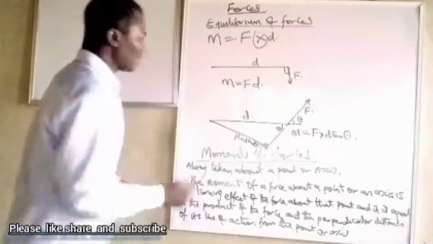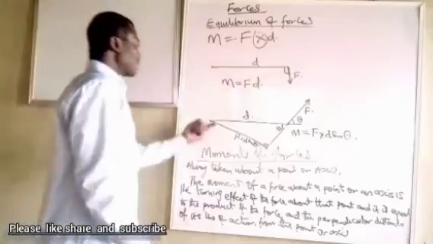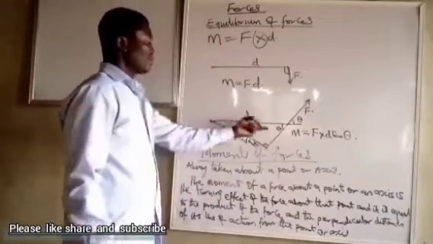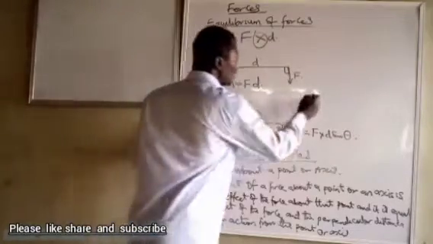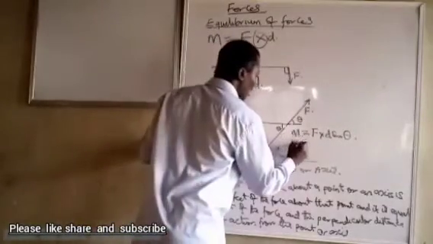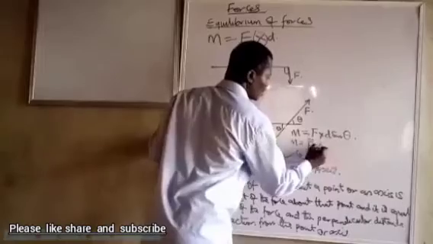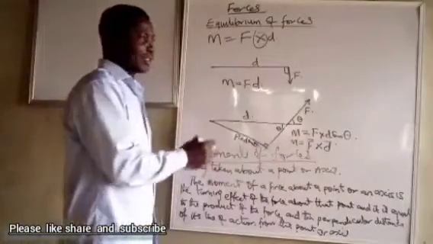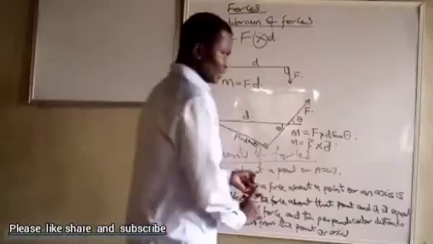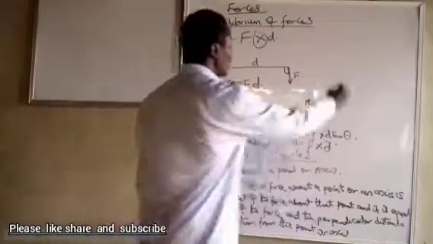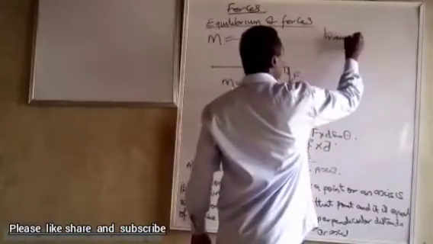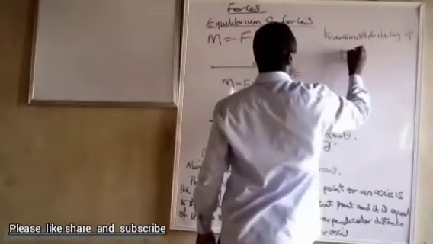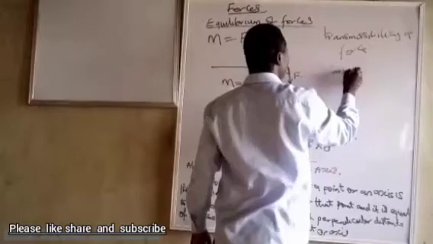But to make it simpler, if we express this distance and this force in vector format, all you do is M equals F cross D. And that will bring us to interesting aspects. Let's talk about the transmissibility of force and Varignon's theorem.